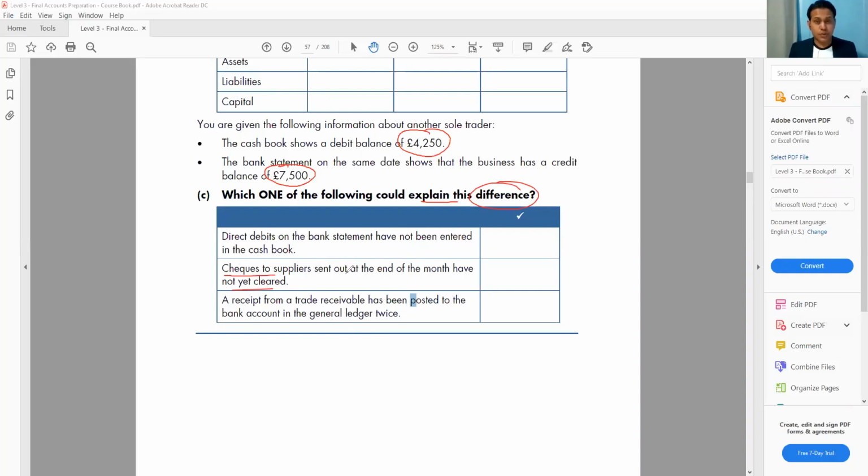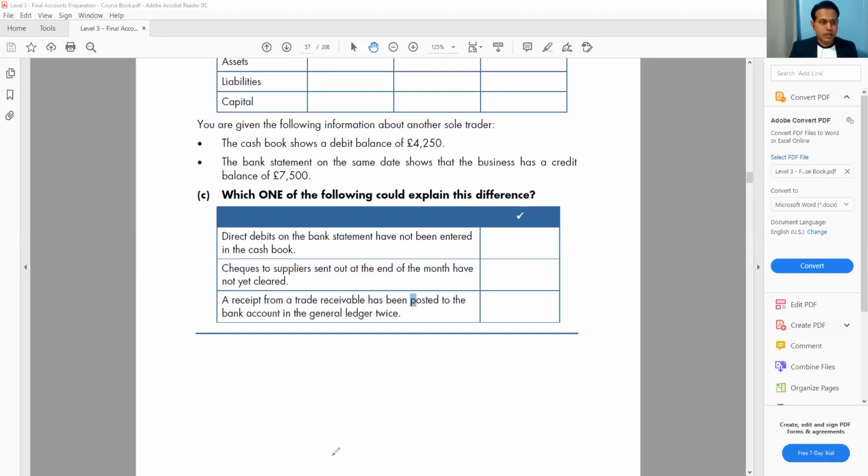The cheque we give to our supplier, but they didn't go to the bank. This is called an unpresented cheque. If you remember your bank reconciliation, an unpresented cheque means I give a cheque to someone and this person didn't go to the bank. So I already minus this amount from my book, but he didn't go to the bank yet. That's why the bank didn't clear the balance yet. So the bank says you have more money, but actually I don't, because I already minus it from my balance. That's why my balance is showing less and the bank says I have more money.